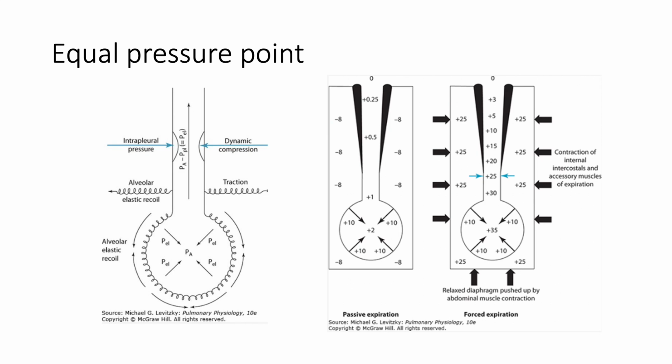So this is why patients with emphysema often breathe through pursed lips. They're trying to increase the airway pressure, and shift the equal pressure point more proximally to prevent airway collapse.